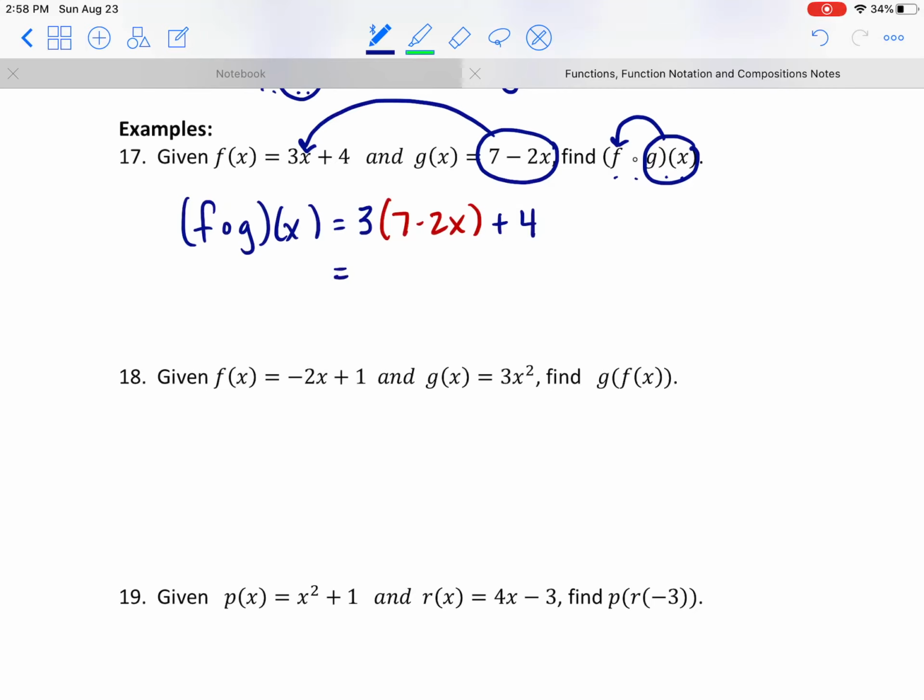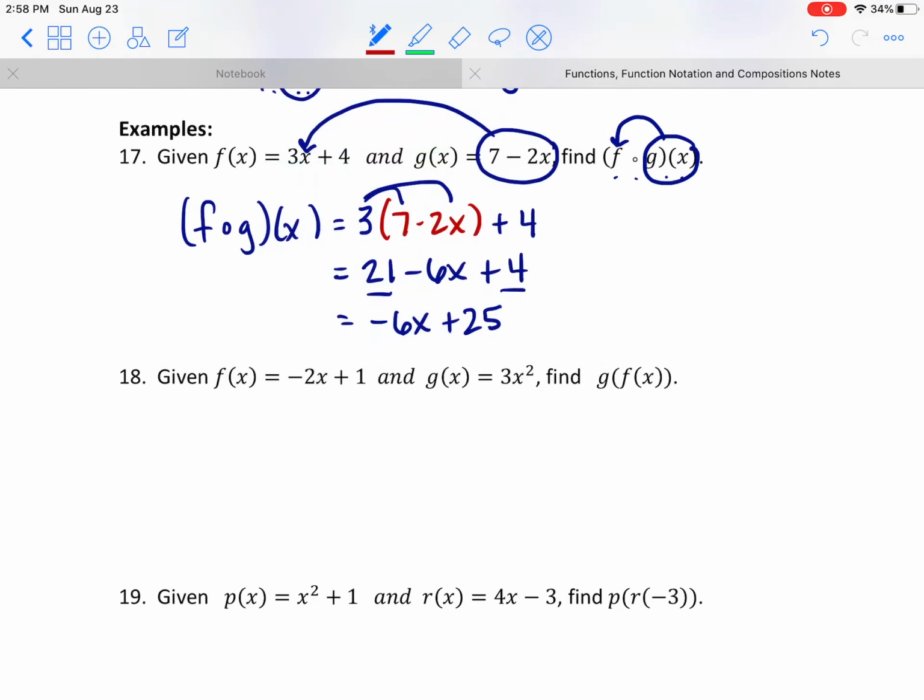So we distribute: 3 times 7 is 21, 3 times negative 2x is negative 6x, bring down the plus 4, and then combine like terms. So we've got a negative 6x, and then 21 and 4 makes a positive 25. So we would say f of g of x is negative 6x plus 25. Okay? Next one, similar concept.